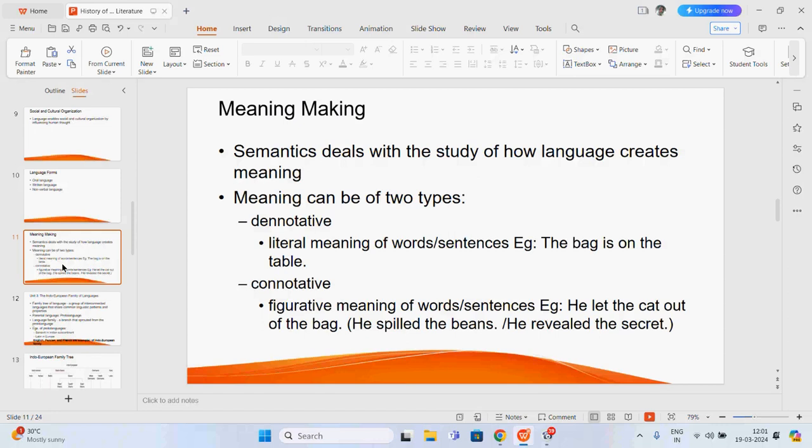Examples could be the bag is on the table, the pen is in the pocket, the cash is in the purse. Connotative meaning has various layers of meaning or various levels of meaning. It is the figurative meaning of the words, sentences, or phrases used. Examples: he let the cat out of the bag. He spilled the beans. She jumped the line. When we say she jumped the line, we don't mean that she actually jumped over a line. It means that her place was 7th, but by some means she came quickly to the 3rd position.